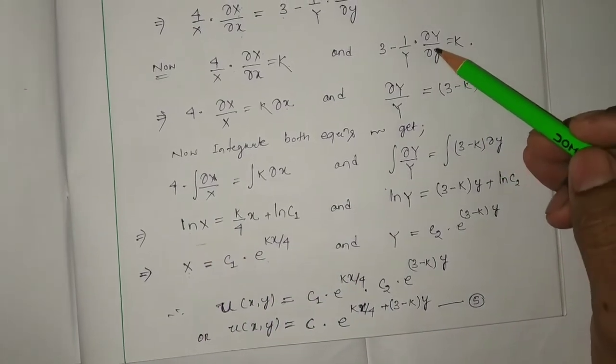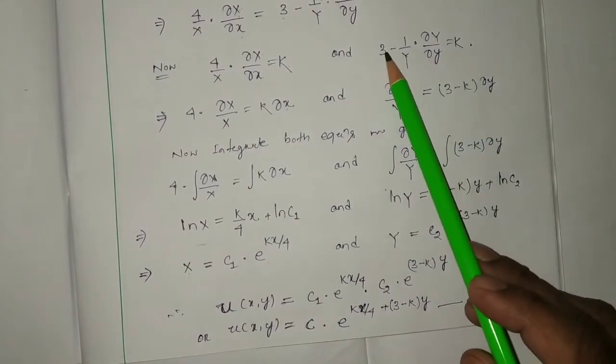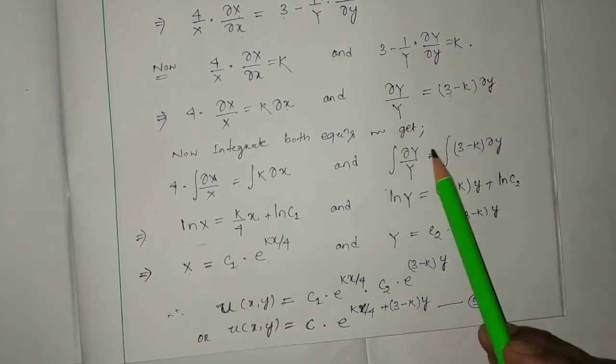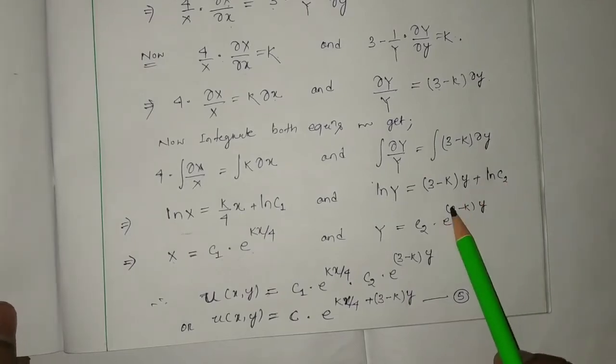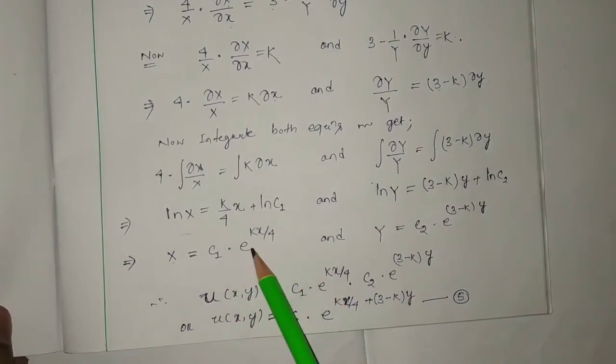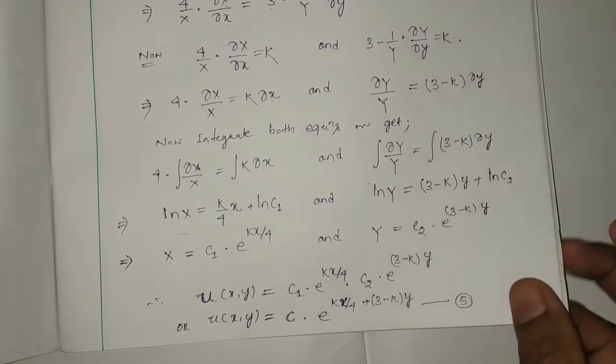Similarly, we can solve this differential equation, del y by del y, here 3 is taken to this side, and if I multiply it, this will be 3 minus k into del y. Integrating, we get y equal to c2 into e to the 3 minus k into y. So u of x, y in general will be this one into this one: c1 e to the kx by 4 into c2 e to the 3 minus k into y. So it will be c1 into c2, let it be c, into e to the kx by 4 plus 3 minus k into y. Let this be equation 5.